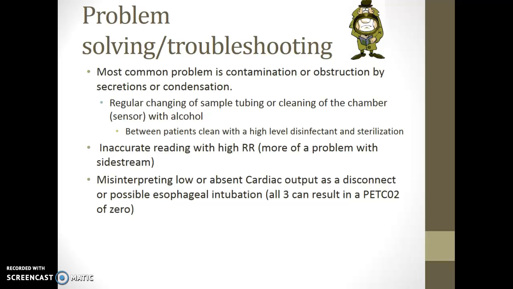Another problem is misinterpreting low or absent cardiac output as a disconnect or possible esophageal intubation, because all three can result in an end tidal CO2 of 0. So you always need to look at your patient. If you're getting an end tidal CO2 reading of 0, look to see: is it really a patient problem, such as cardiac output issues or esophageal intubation, or are you simply disconnected from the ventilator and you just need to reconnect them? So again, always look at your patient first.